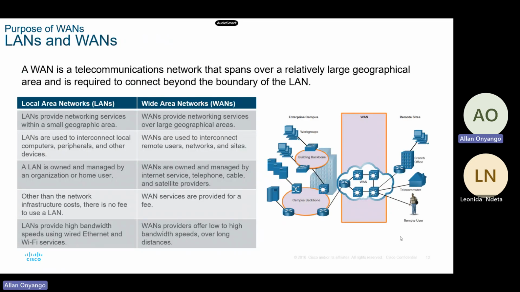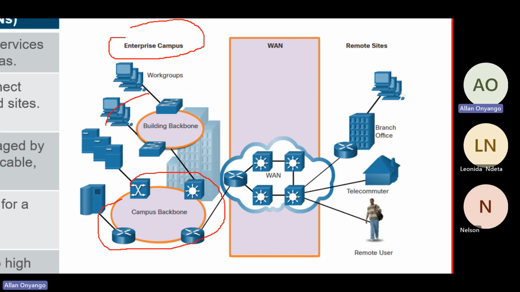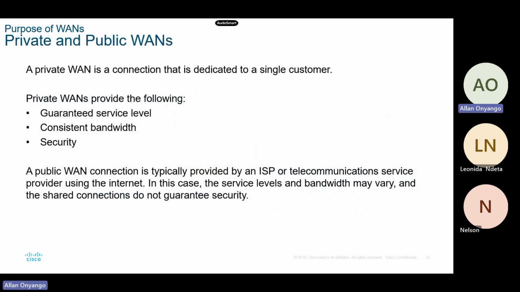And so looking at the diagram that we have here, we can see that we have an enterprise campus where we have the campus backbone, the campus network, and the building backbone here. We have a remote worker or remote user here, a telecommuter here, a small office there, and then the branch office here. And in the middle here, we have the wide area network infrastructure, which is being used to interconnect all those networks to work together. A very good example of this could be a bank with different branches, or a university, or a company that has different branches, but they need all their networks to be connected to work together.